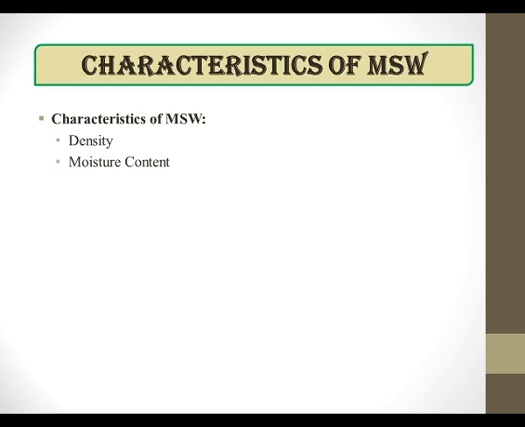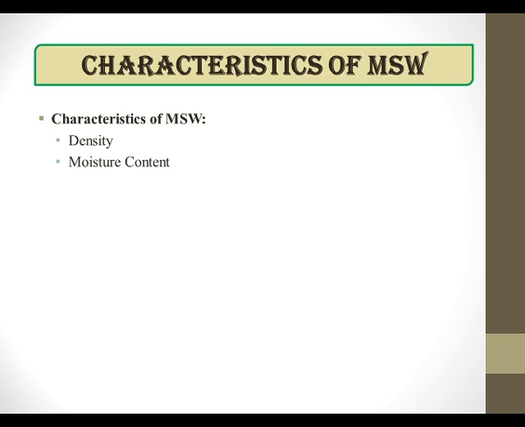The next characteristic is moisture content. Moisture content is defined as the ratio of the weight of water to the total weight of the waste. Moisture increases the weight of solid waste and therefore the cost of collection and transport.